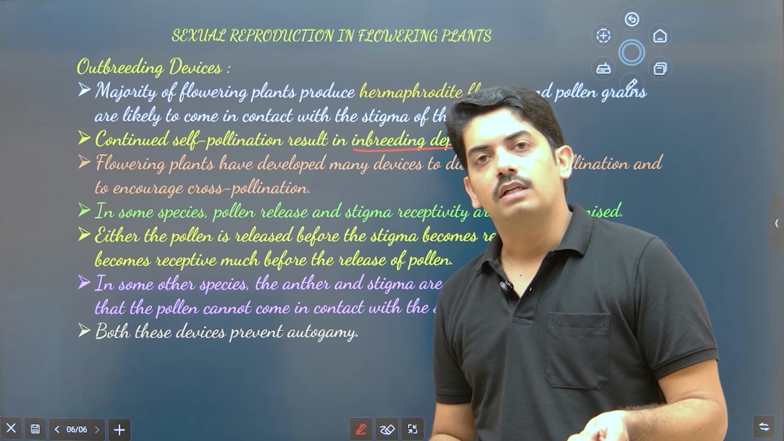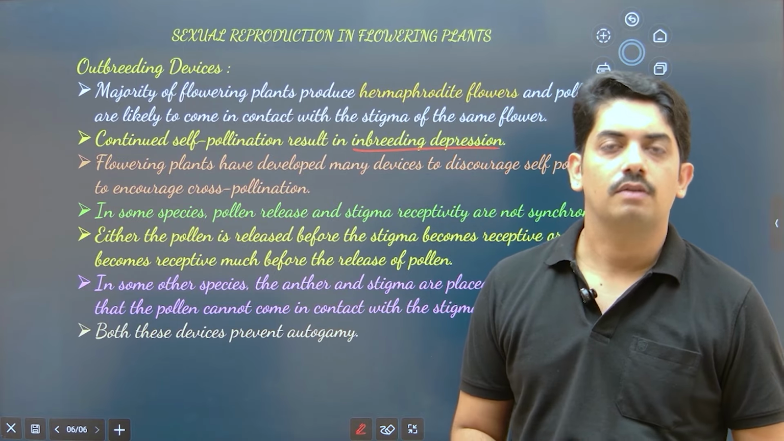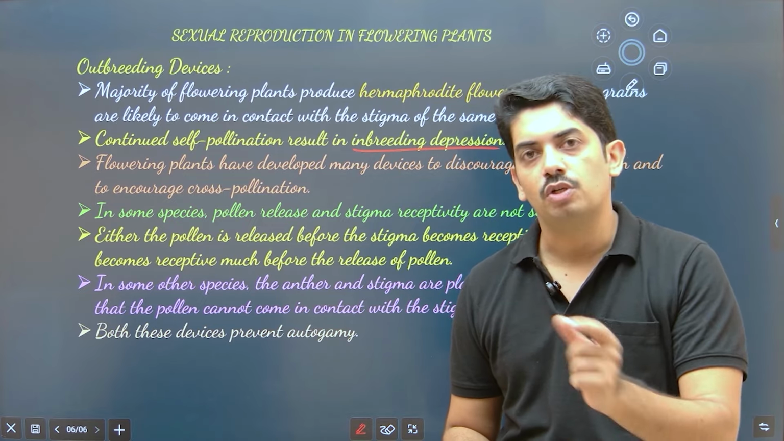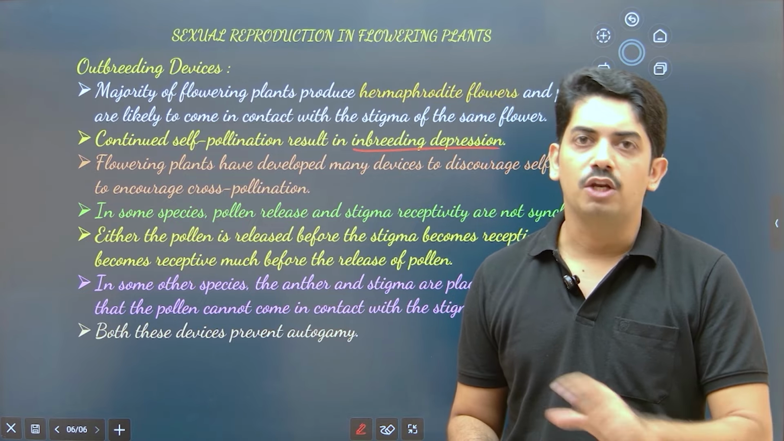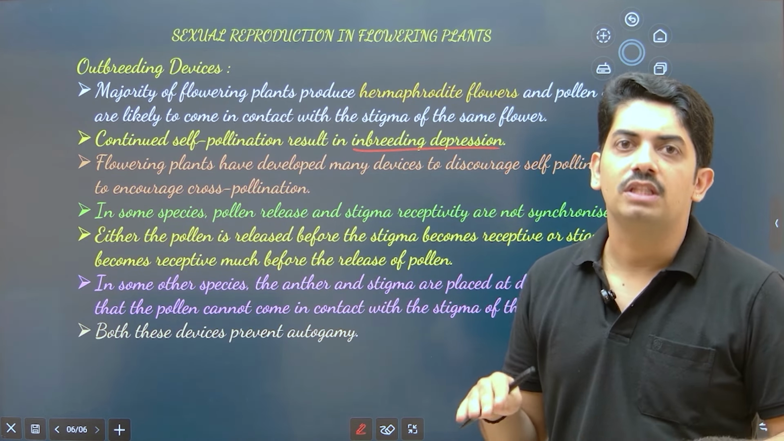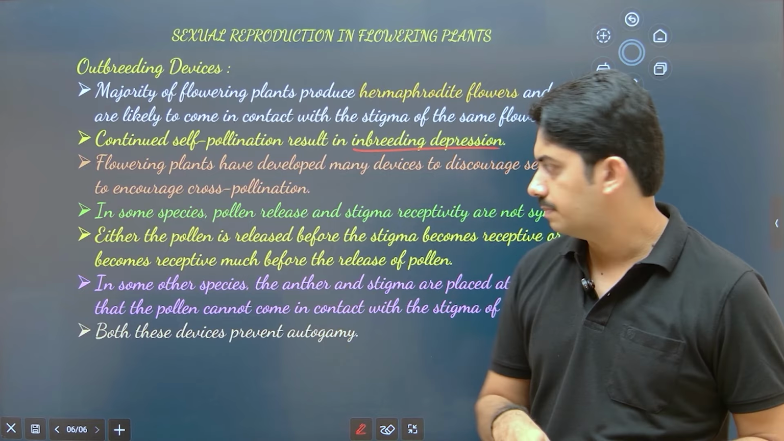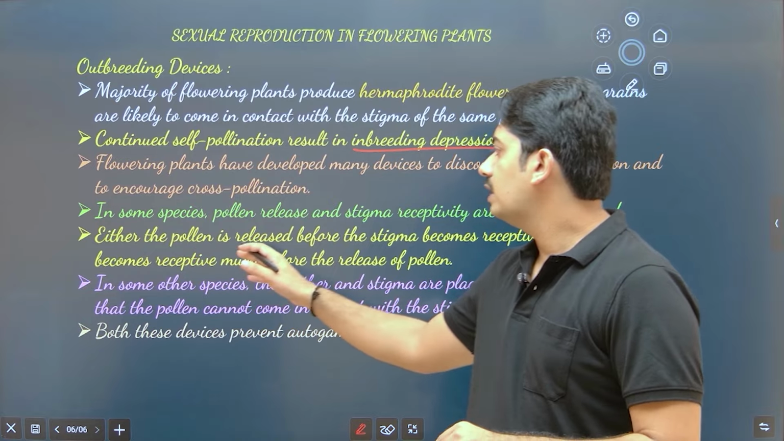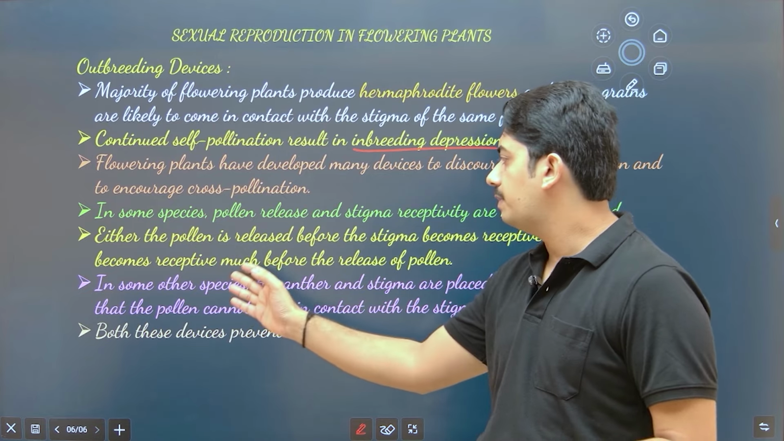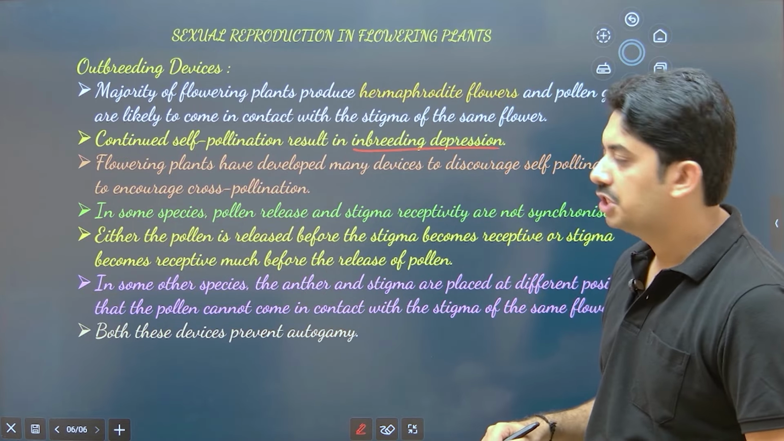Either androecium is mature first or gynoecium mature first. Okay, so these are the technical terms not given, but remember, protandry means androecium matures first, protogyny means gynoecium matures first. Okay, so with the help of a slight change in the maturation of gynoecium and androecium, these plants they achieve the cross-pollination. Either the pollen is released before the stigma becomes receptive, or the stigma becomes receptive much before the release of pollen. So this is how cross-pollination is achieved.